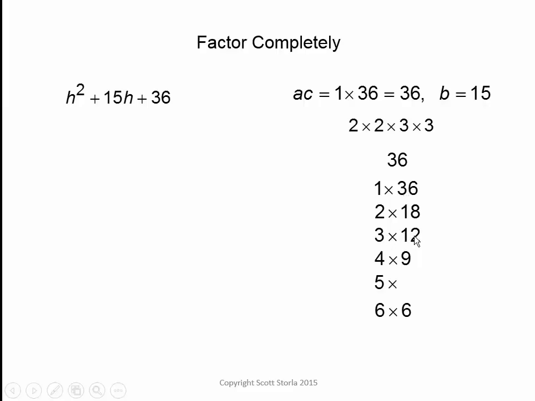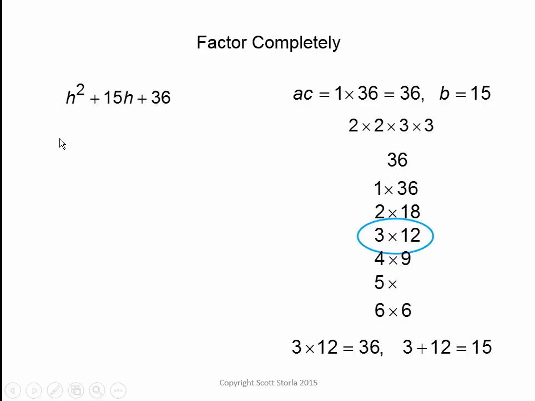Here's a pair that would add to 15. Now I need to check if that pair meets both criteria. That is, the product needs to be the same as A times C, and 3 times 12 does give us 36. And when I add them, I need to get the value of B, and 3 plus 12 does give me 15. So you should always make sure both criteria are met by your factor pair. Now I return to my original trinomial.